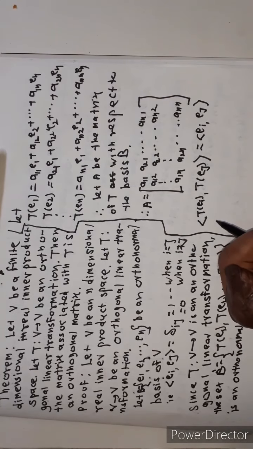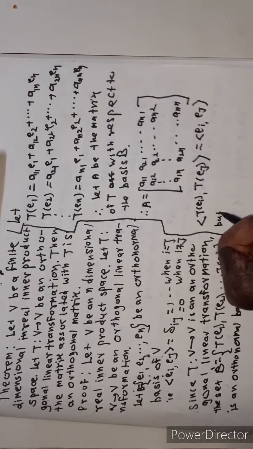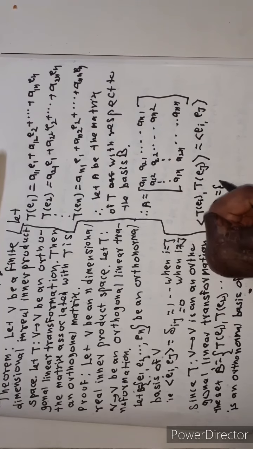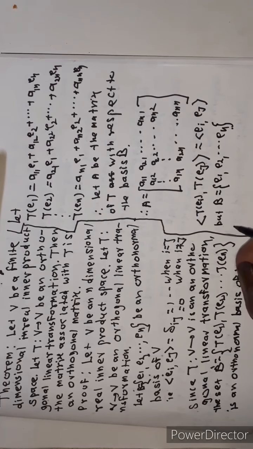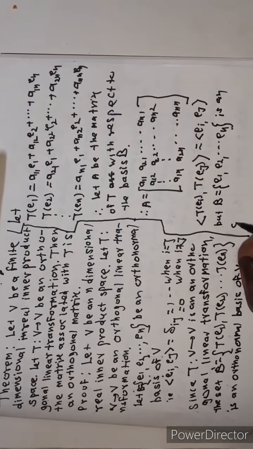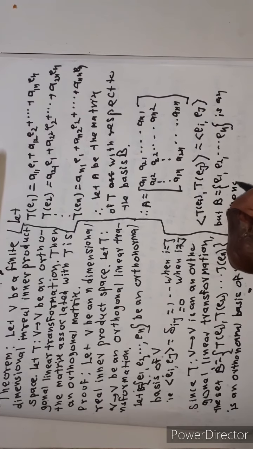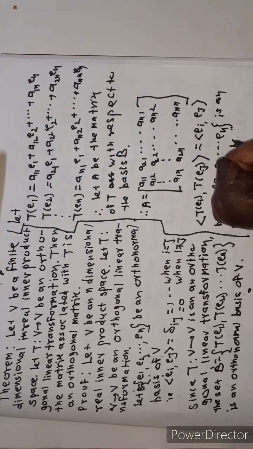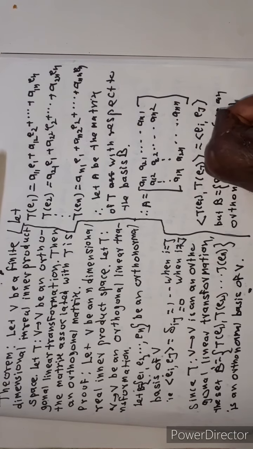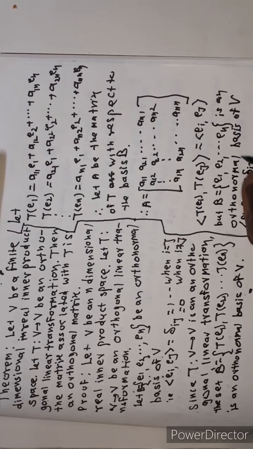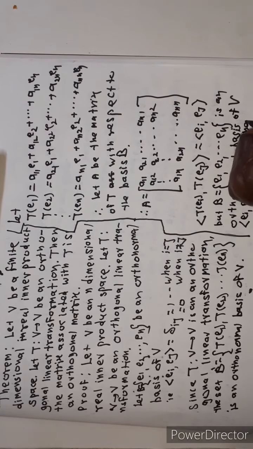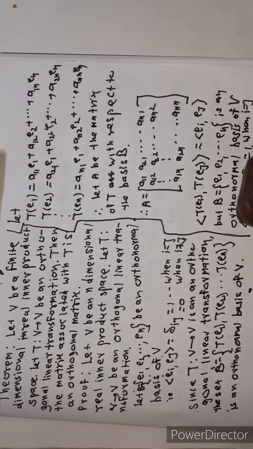But B = {E1, E2, ..., En} is an orthonormal basis of V, so the inner product ⟨Ei, Ej⟩ is equal to delta ij, which is equal to 1 when i is equal to j and 0 otherwise, that is 0 when i is not equal to j.